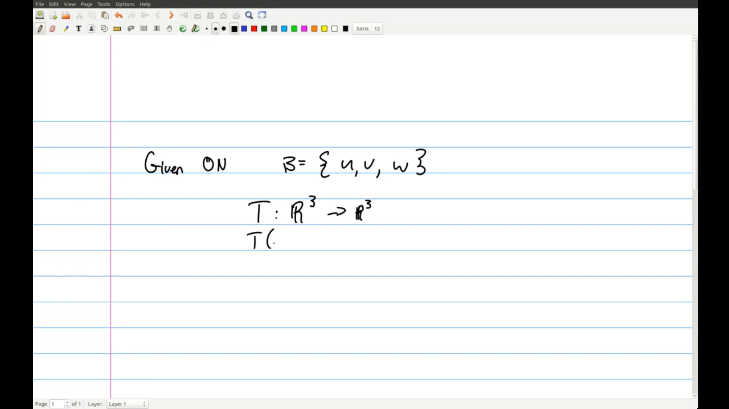T of x is x minus 2, x dot u, u. X dot u, u? Yep, x dot u, u.